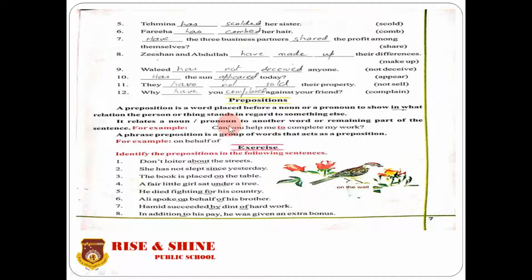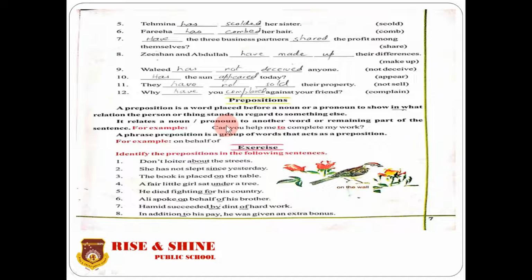For example, can you help me to complete my work? Here, to is highlighted, it means it's a preposition. It is relating the noun or pronoun with the remaining part of the sentence. There are three types of preposition. Number one is simple, in which we include at, by, for, from, in, of, on, etc. There are many examples. And the second type of preposition is compound preposition, in which above, across, along, beneath, beside, between, among, these words can be included.